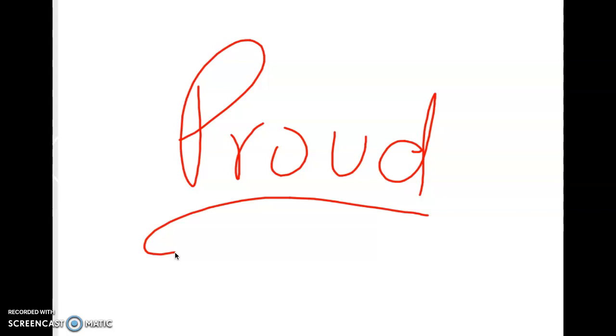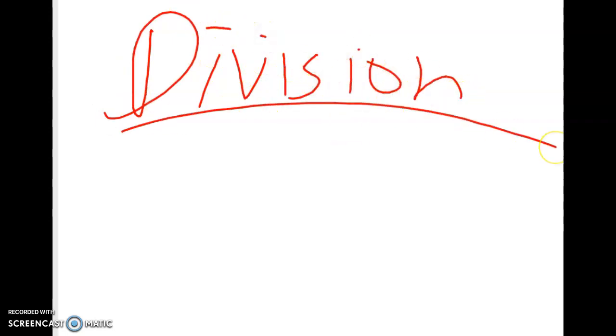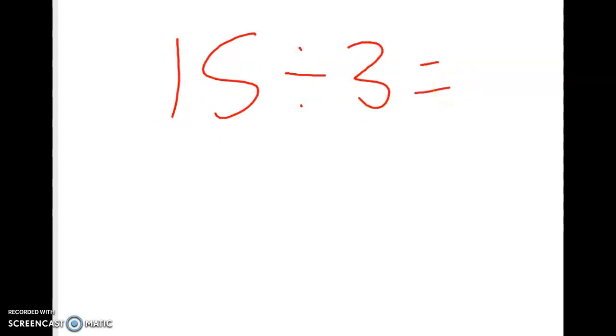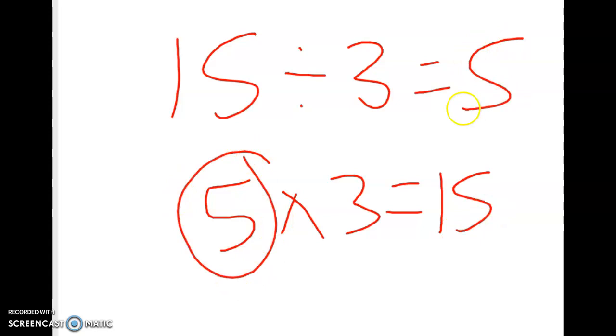All right. Now, this week we're gonna be learning about division, right? Of course, you love it. But today we're going to be thinking about our multiplication facts and division facts for division. All right. So first off, if I were to have 15 divided by 3, and I want to know what is 15 divided by 3. You think about multiplication facts and think about what times 3 equals 15. You know that 5 times 3 equals 15. So that means my answer is 5.